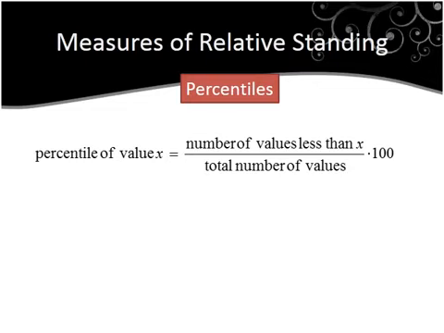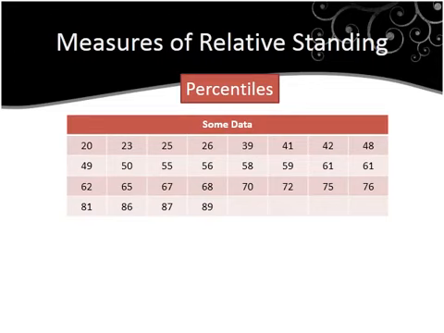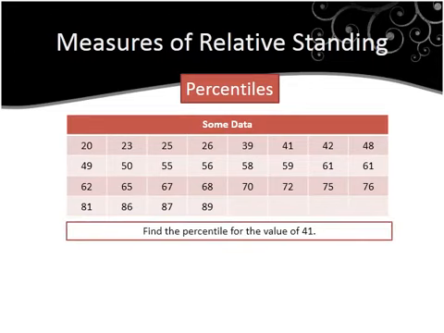To calculate the percentile of some value in your data, you take the number of values that are less than that value, divided by the total number of data that you have, and then multiply it by 100 to get a percentage. So let's look at an example. Suppose we wanted to find the percentile for the value 41. As we go through these calculations, it's important to realize that if you look at other books, there will be slightly different ways to calculate percentiles. So stick with these methods for the homework.